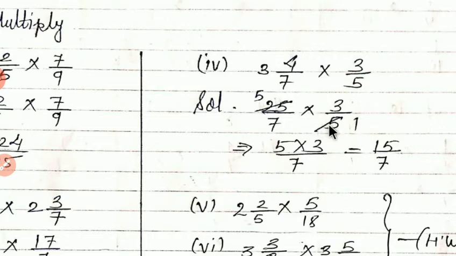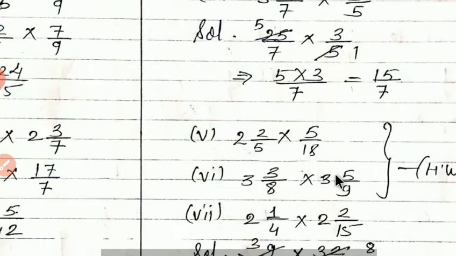Here you can see 25 and 5 are divisible, so that's why we can cut it. If you don't divide now, after multiplication also you can divide, but we have to multiply first, so it's better to divide first only. So 5 1s are 5, 5 5s are 25. Now multiply: 5 3s are 15 upon 7.